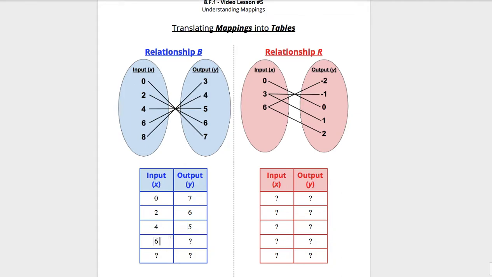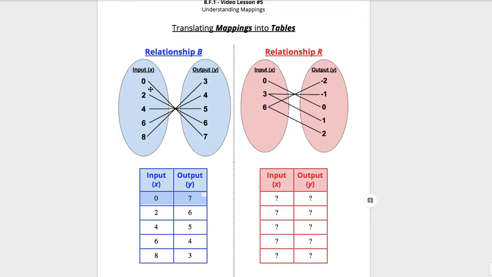And the last point we see, that value of 8, if the x or the input is 8, we have to get a y value of 3. Once we translate this blue mapping into a table, we see something that looks pretty familiar to the linear relationships we worked with. Every time x is going up by 2, we can see y is decreasing by 1.